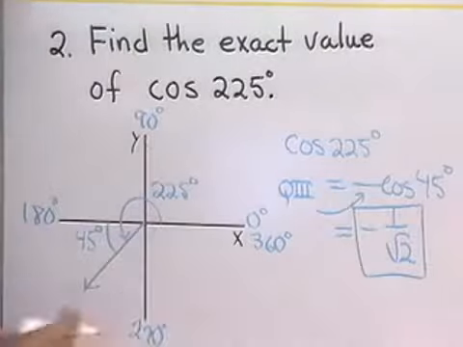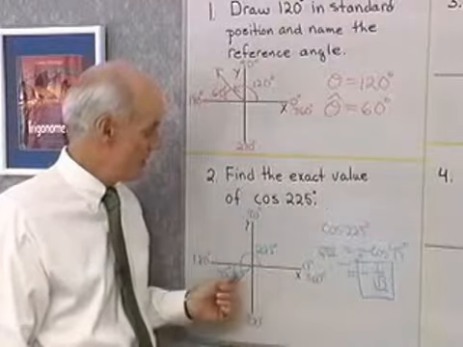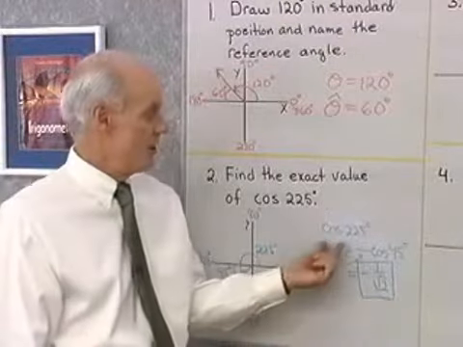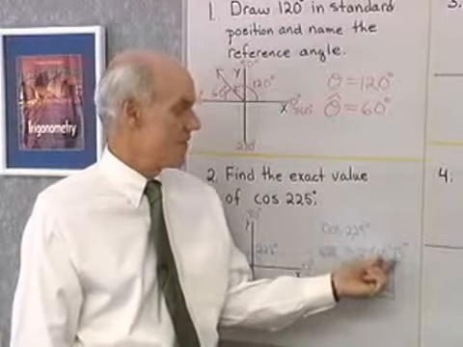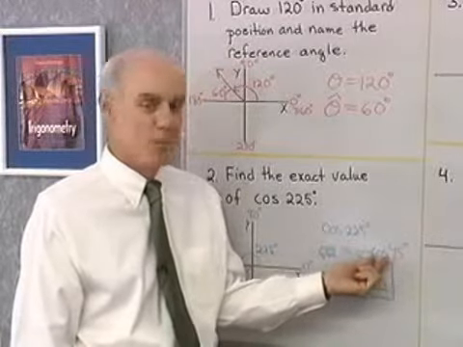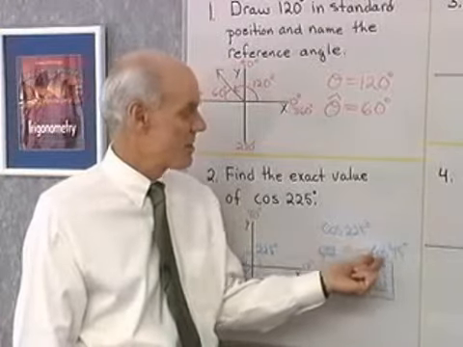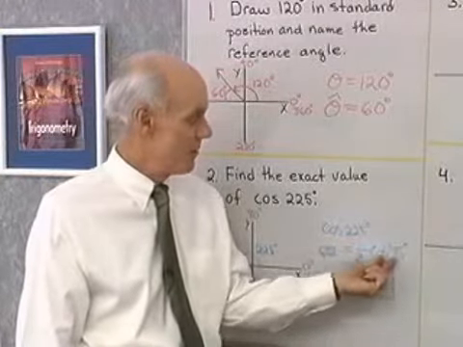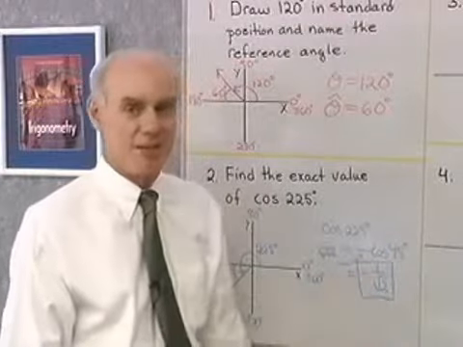So drawing this little diagram right here helps us visualize where our angle terminates. Then we find the reference angle. The numerical value of the trigonometric function of an angle and its reference angle will differ at most in sign. So here I know cosine 225 will be the opposite of the cosine of 45. I've memorized cosine 45, that's 1 over square root 2, so my answer is just negative 1 over square root 2.